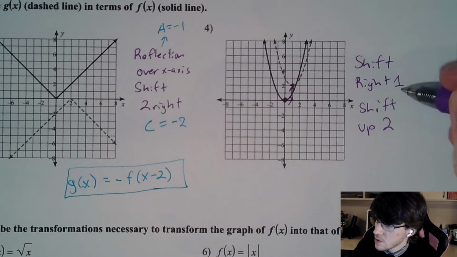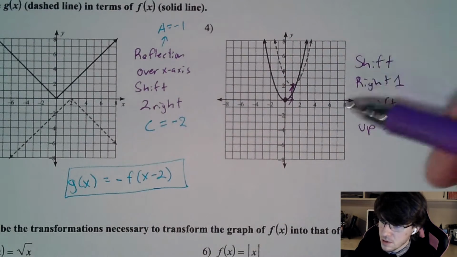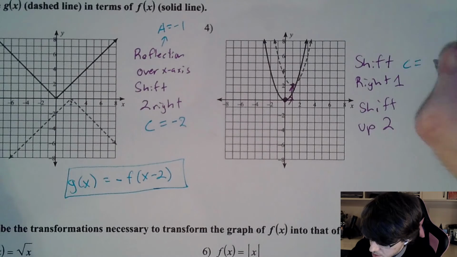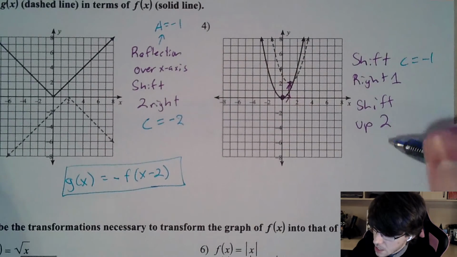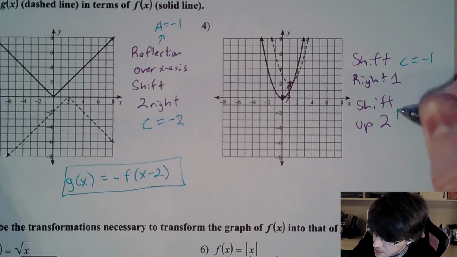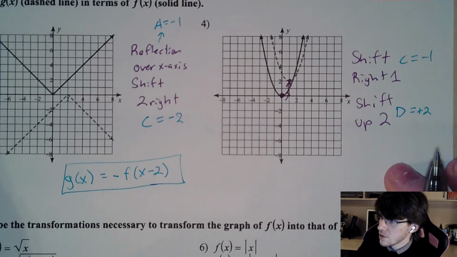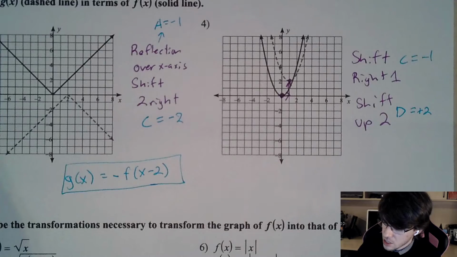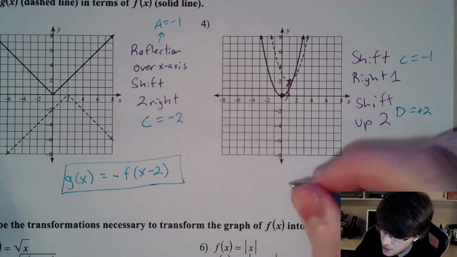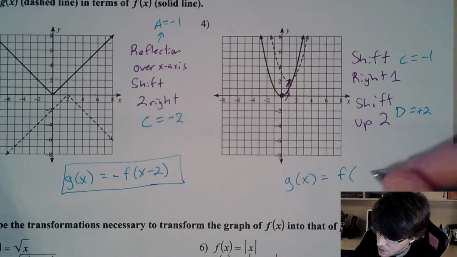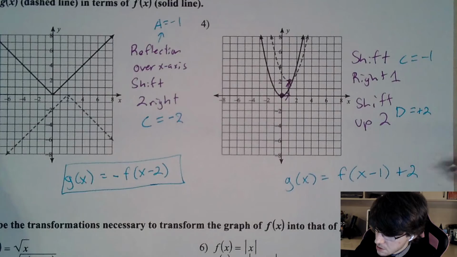A shift right 1, we just had a shift right. So this is going to be our letter C again. So this is going to be C is equal to -1. And the shifting up and down, turns out that is the letter D, is a +2. And on the outside, C and D are at the edges there. So what's our answer going to be? It's going to be g of x is equal to f of x minus 1 for the C and +2 for that letter D.